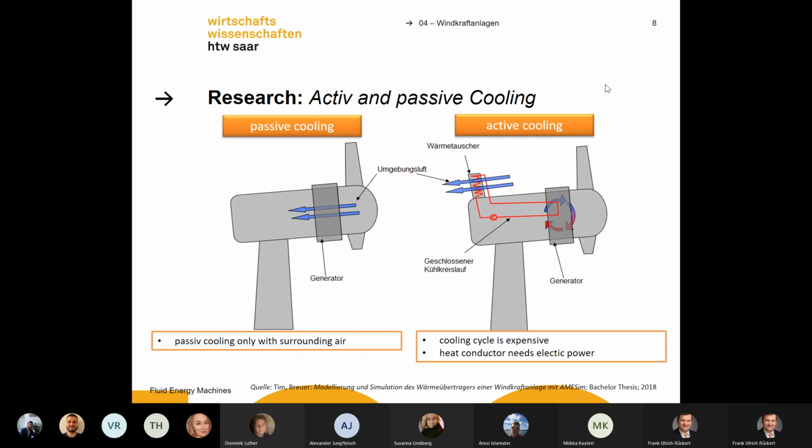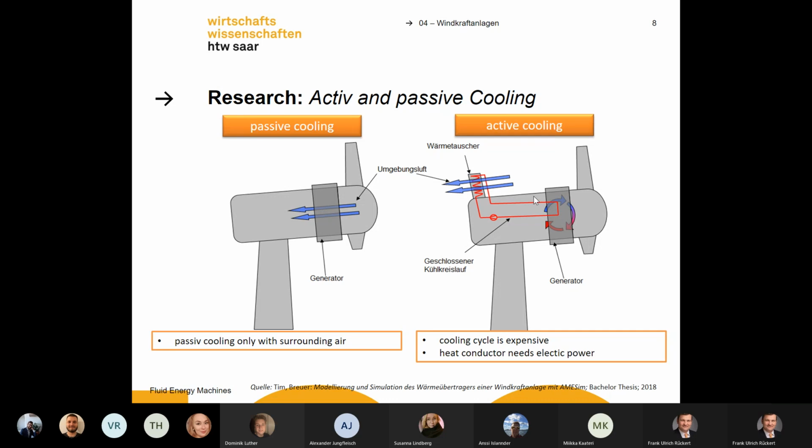But they have a big generator, and the best position of the generator is outside of the windmill, because then you can get air from the surroundings that passes through the generator and cools it down, and then you get some cooling of the generator.